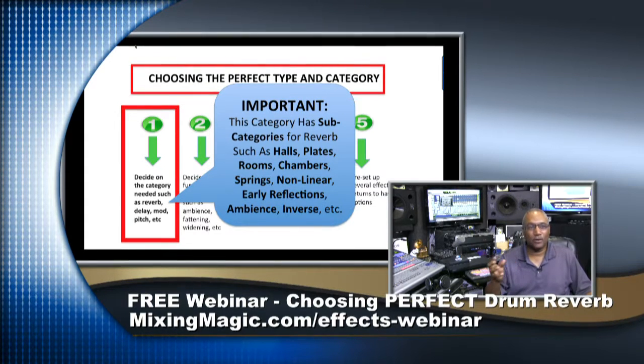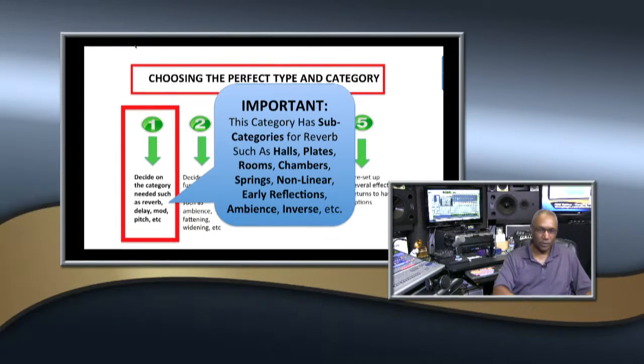So the perfect type and category. Once you decide on a category such as reverb, as opposed to delay or modulation and pitch shifting, reverb has a bunch of subcategories, such as halls, plates, rooms, chambers, springs, nonlinear, early reflections, ambience, inverse, and a bunch of different things that all fall into that category. We need to be real clear on what's going on with that, okay?